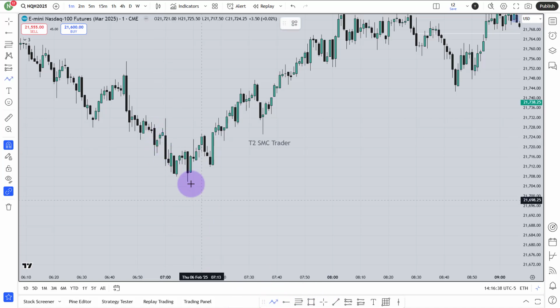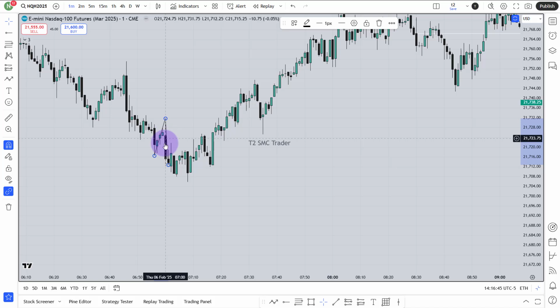Yes, sir. It looks like a swing to me, because when it went higher, this is the bull run, this is the bear run. Look, in between these two runs, there is some empty space. So it's a swing high to me.